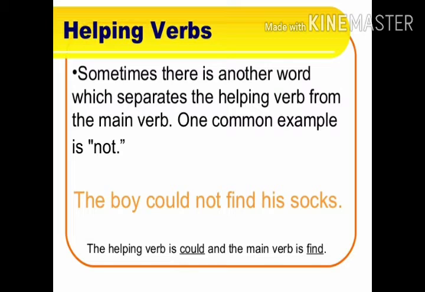Sometimes there is another word which separates the helping verb from the main verb. One example is "not". So sometimes some words separate the helping verb from the main verb. For example, in this example you can see "not" is there. The boy could not find his socks. So you can see that "could" is the helping verb and "find" is the main verb, and "not" is the word which separates the helping verb and the main verb.